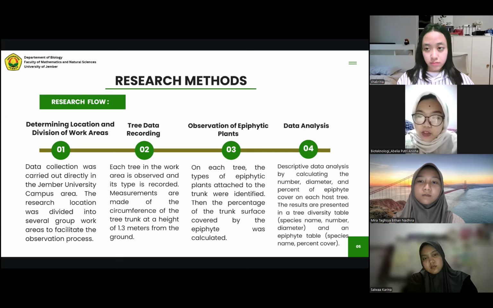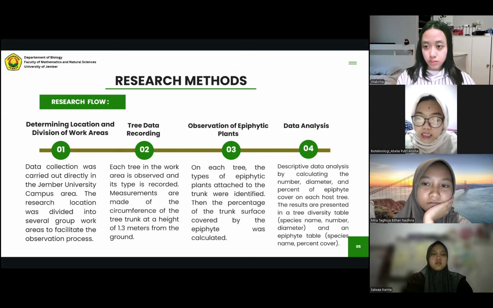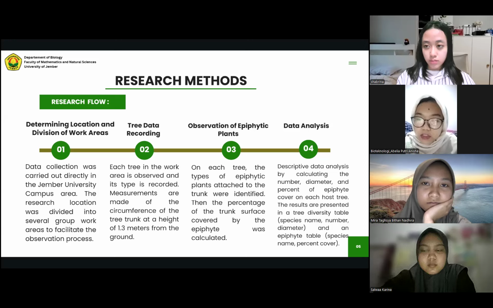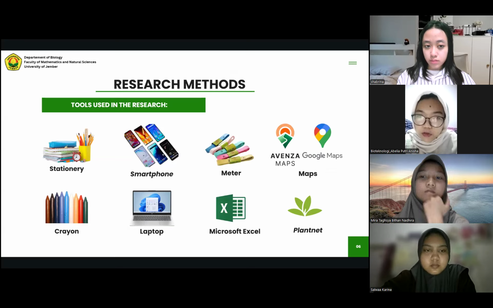Three, observation of epiphytic plants. On each tree, types of epiphytic plants attached to the trunk were identified. And the last, four, data analysis. The descriptive data analysis by calculating the number, diameter, and percent of epiphytic cover on each host tree. Next, there are the tools and materials used.